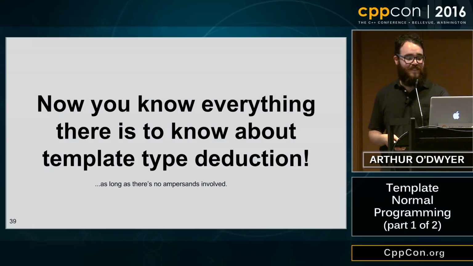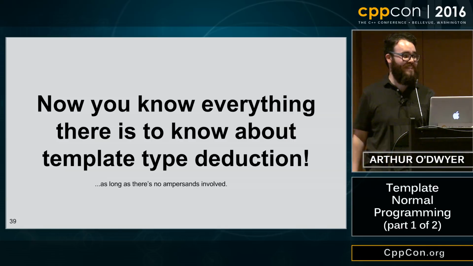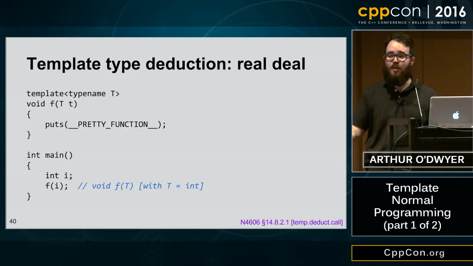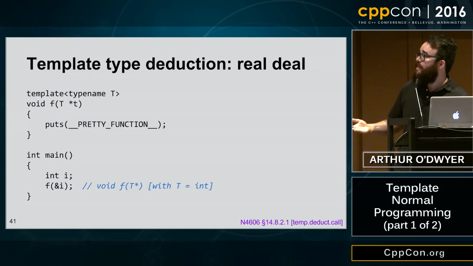Like, wow, that's all the rules. That's cool. Oh, yeah, OK, fine. No, if there's no ampersands, we're OK. All right, so let's talk about ampersands. Remember this? This is the trivial case. We have just a plain old t. We pass it an int. It comes out as int. No surprises.